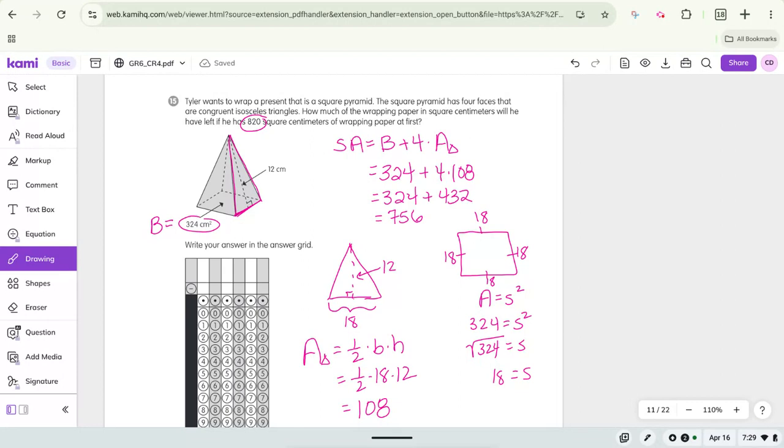756 square centimeters is the total surface area of this figure, and that's the surface you will need to cover with wrapping paper. Tyler has 820 square centimeters of wrapping paper. He's going to need 756 square centimeters to wrap this gift, which is going to leave him with 64 square centimeters remaining. So we write 64, bubble the 6 and the 4.